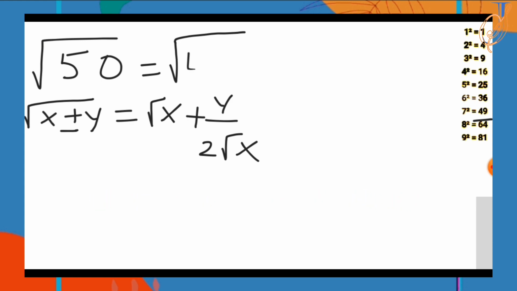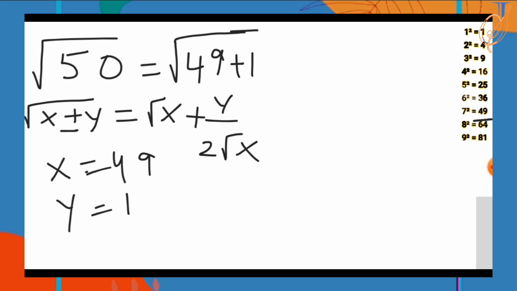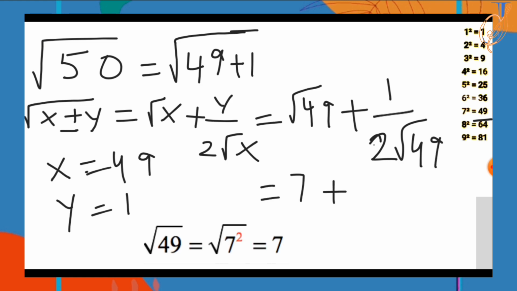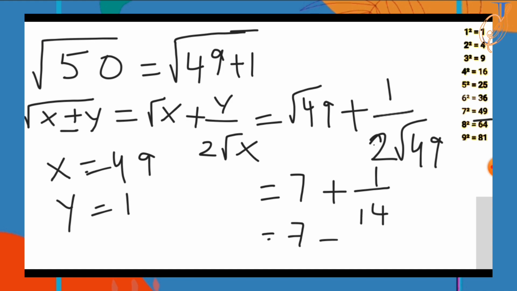So you write it in terms of 49 plus 1. X value is 49, y value is 1. Substitute these values in the formula. Square root of 49 plus 1 by 2 square root of 49. So square root of 49 is 7, plus 1 by 2 times 7, which is 14. 1 by 14 value is 0.07. So that is equal to 7.07. Square root of 50 is 7.07.